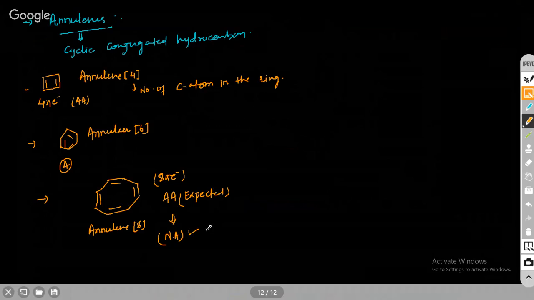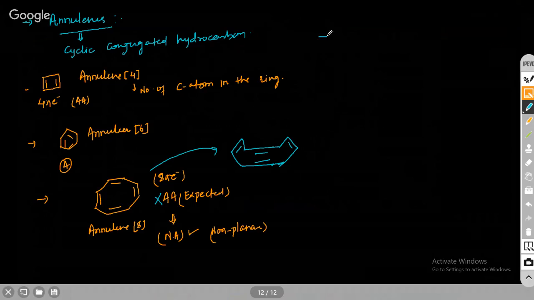Right? Non-planar. It is non-planar, changes its plane and becomes non-aromatic. So this one is expected but not true. The structure of this, if you see, is not actually important, but I'll just draw here. This structure, 1, 2, 3. Like this, it changes its plane and becomes non-aromatic.